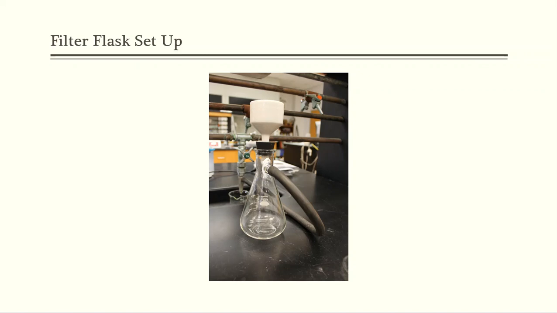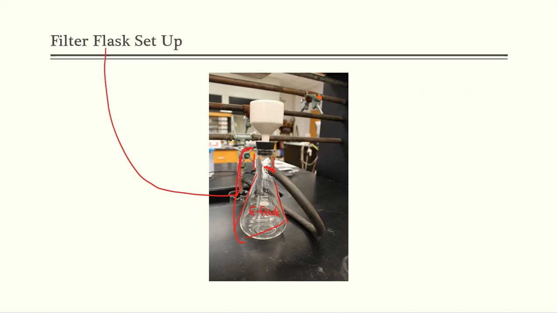And the way that I filter it is that I use a filter flask. So the filter flask is actually in reference to this piece down here. And this looks like an Erlenmeyer flask or an E flask maybe to you. And it is. It is an Erlenmeyer flask that we use in general chemistry. But here on the side is a side arm. And this side arm is what makes this in particular a filter flask.